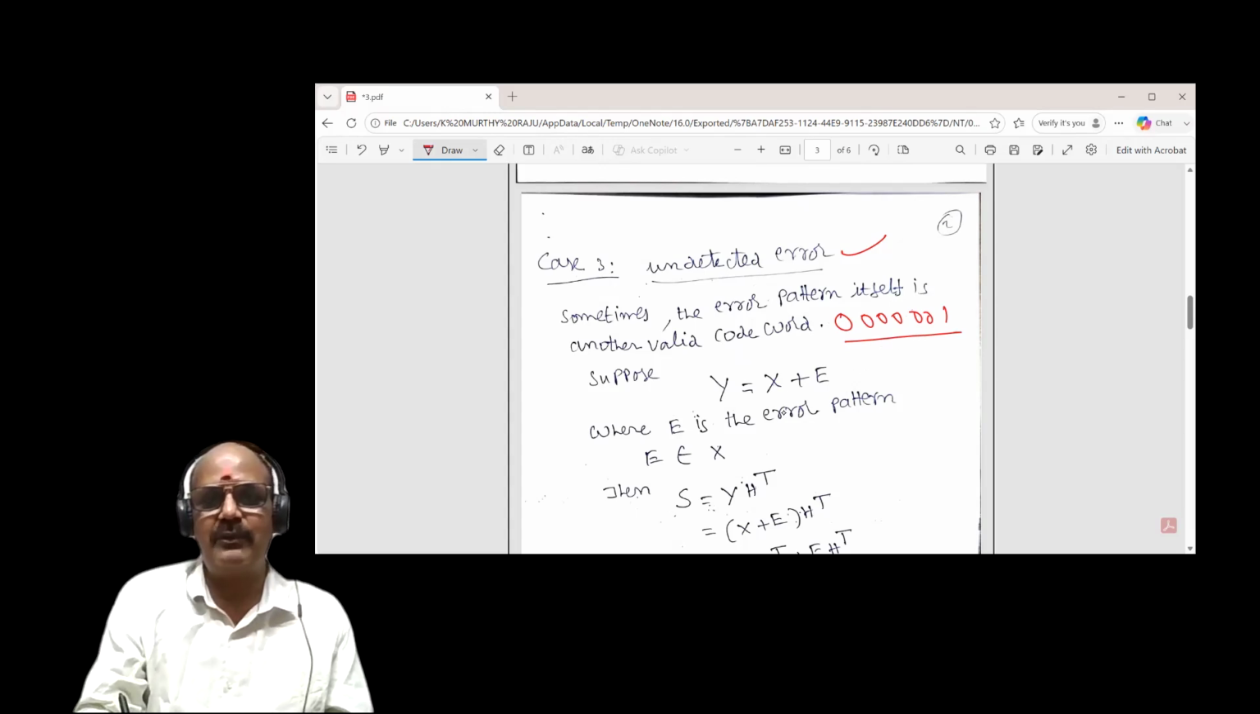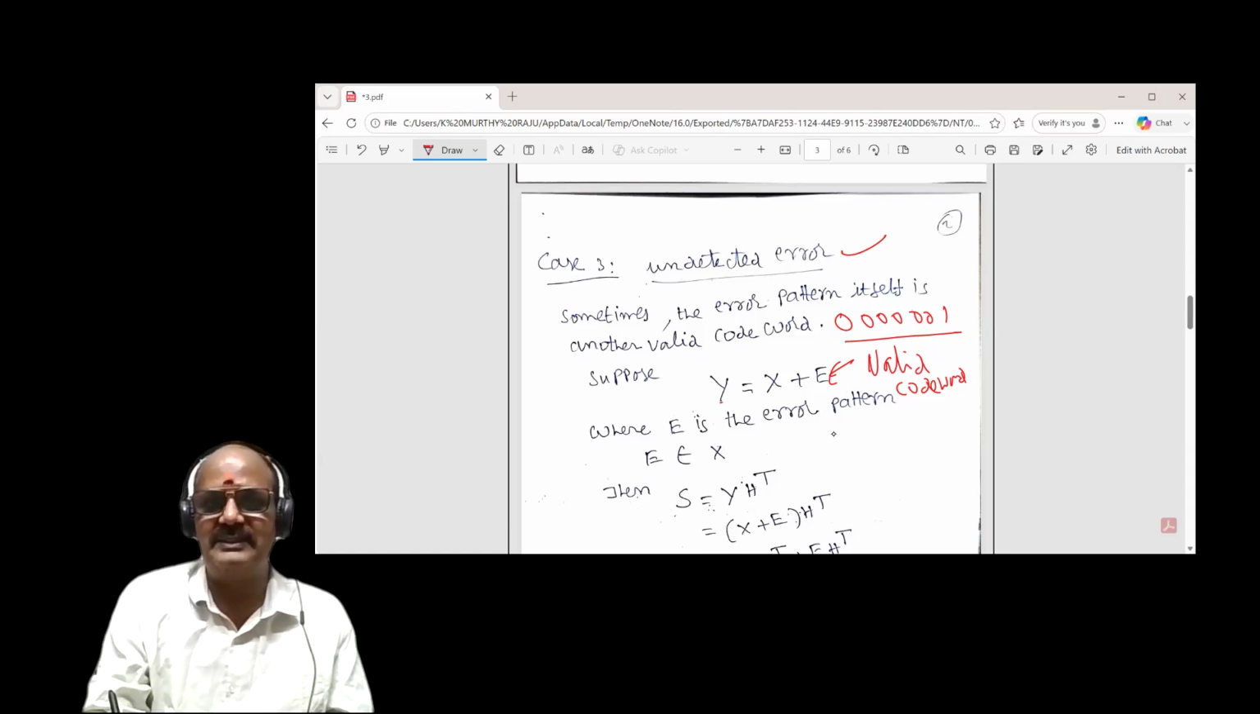Suppose the received code word Y is equal to X plus E. Generally, E is an error pattern, but in this case, E is a valid code word. The appearance of E is in the form of a valid code word. That code word appears at the output, where E is the error pattern. E also belongs to the set of transmitted code words, and the receiver thinks so.